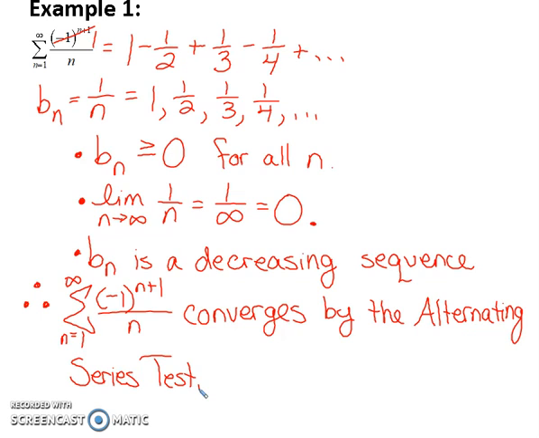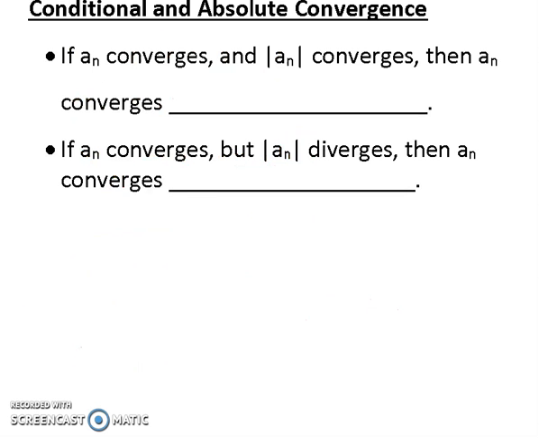All right, so that's not too bad, as long as you can remember what the 3 conditions are. So it might not be a bad idea to make yourself a note card with the conditions. In fact, it may not be a bad idea to make yourself note cards of all the different tests so that you can remember them.